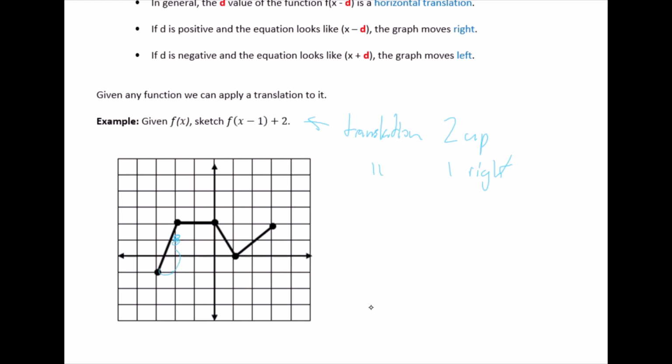And there's nothing fancy going on here. You're just shifting these points over due to our translations, just kind of like you did way back when you were learning translations back in like grade 6 or 5. Nothing fancy going on here. You just connect your dots. And that is our transformed function.